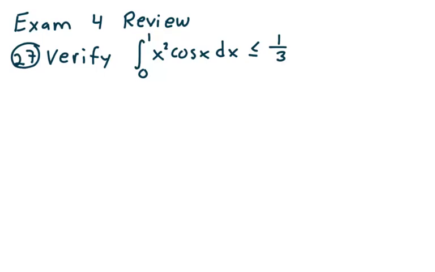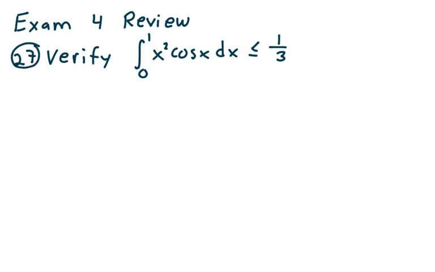This is a video from the Exam 4 review. Let's take a look at problem 27. It says to verify that the integral from 0 to 1 of x squared cosine x dx is less than or equal to 1/3. Now, here's what we know.